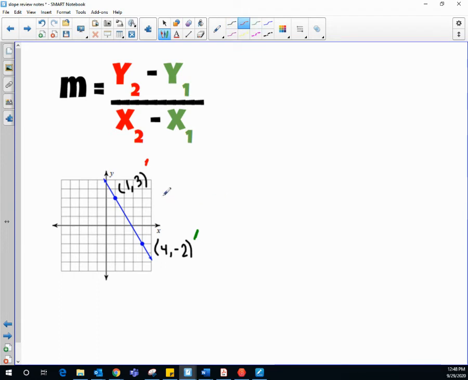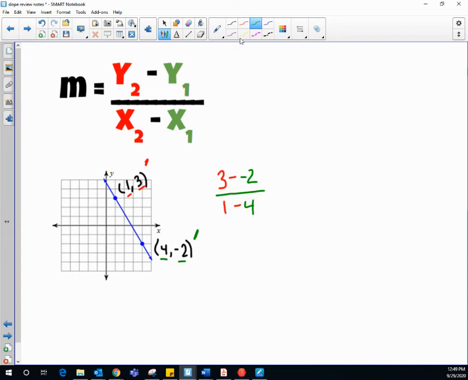So I'm going to do y2, and remember, y is the second number in the ordered pair, so that's a 3 minus, we're going to do y1, so that's the y value in the other ordered pair. So 3 minus negative 2. And don't forget, you need to make sure you have the minus a negative here. Okay. And now we're going to do the x values. So we have x of 2. So we go back to our one that we said we are going to use for that. And it's 1 minus, and come here and use this x value, 4.